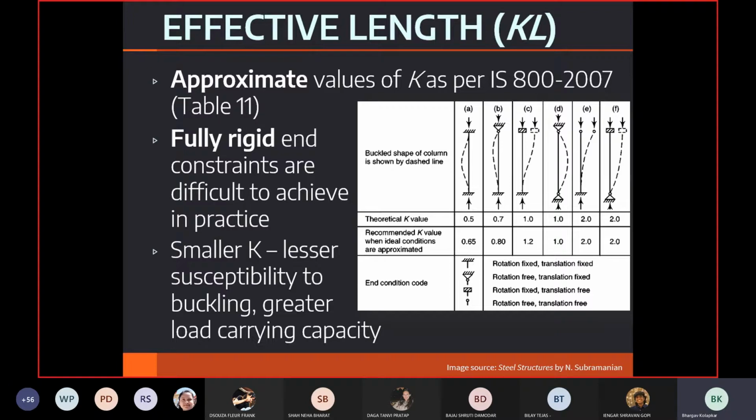Now, ultimately, we are going to have to remember some numbers. For example, we'll have to remember case number A, B, and D. We'll have to definitely remember these cases, and the values of 0.65, 0.8, and 1. We'll have to remember these.